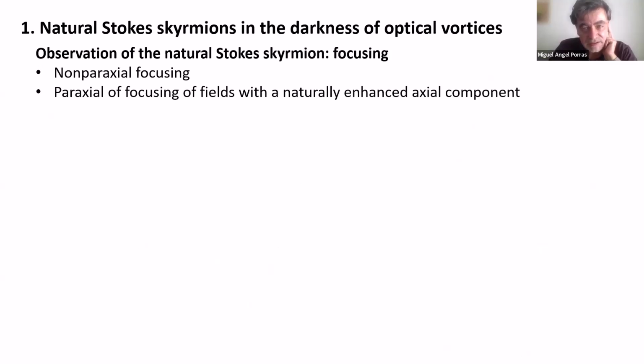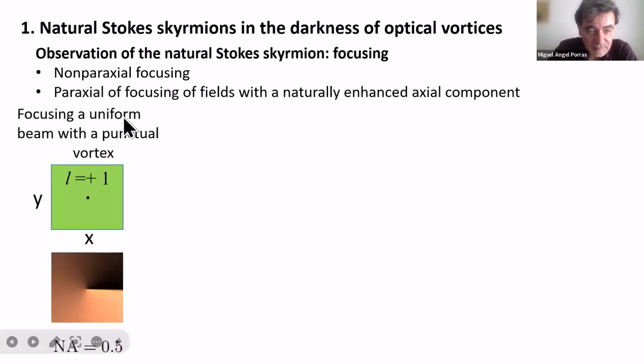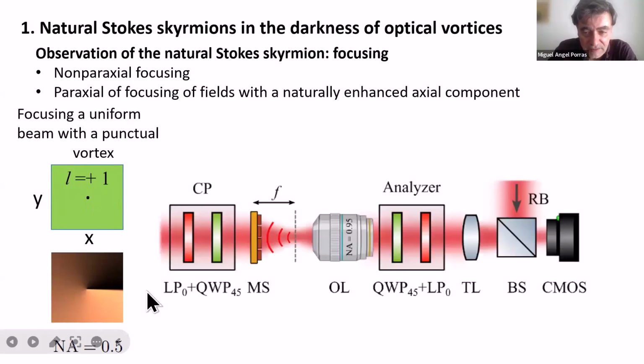So we have to enhance it by focusing, and we have, in principle, two options: non-paraxial focusing or paraxial moderate focusing of some fields that we know have an enhanced axial component. We have chosen the second option, focusing a uniform beam with a punctual vortex, like this. The amplitude is uniform initially, topological charge 1. And this is our experimental setup.